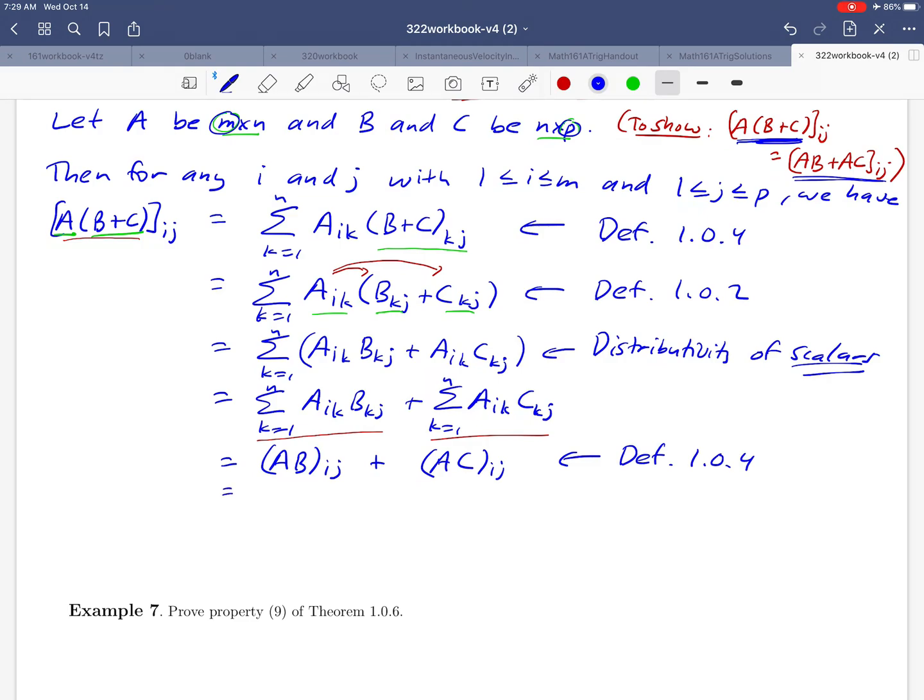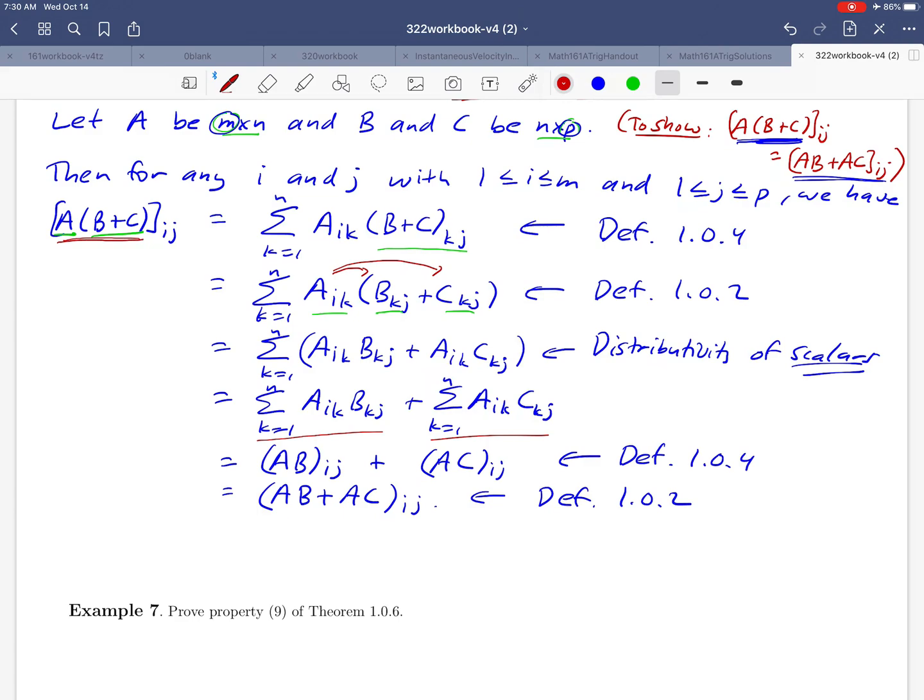And then finally, you might notice that this was our definition of matrix addition. So this is (AB plus AC)_ij, using definition 1.0.2 again. As you look back at our steps, we actually used some definitions twice as we wrote our proof. And now take a look at where we started and where we stopped.